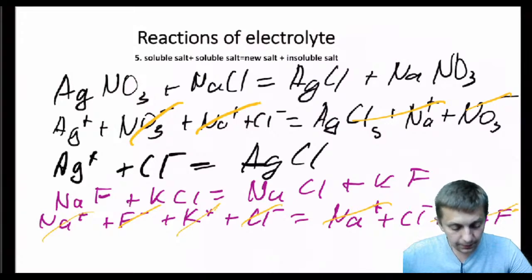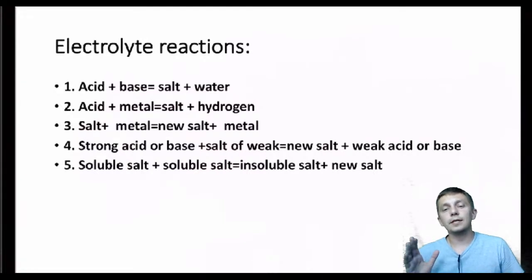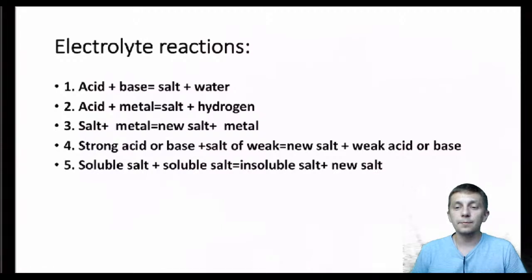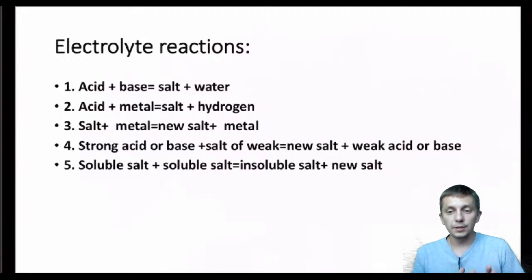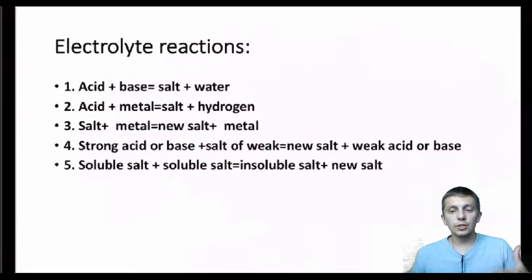So if we generalize all possible reactions of electrolytes, it's when we can write a net ionic equation. And we can write a net ionic equation if from a strong one we get a weak one, or from a strong one we get a non-electrolyte. So the strongest decrease, activity decrease. If the activity decrease is the strongest decrease, the reaction will happen. So that's all.